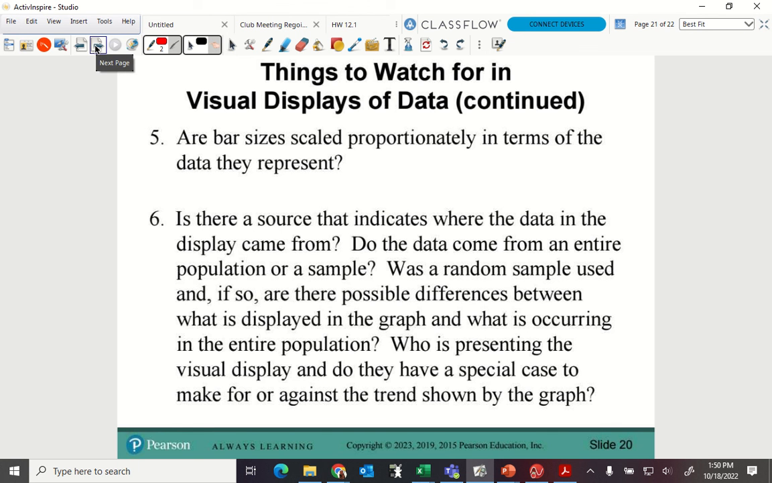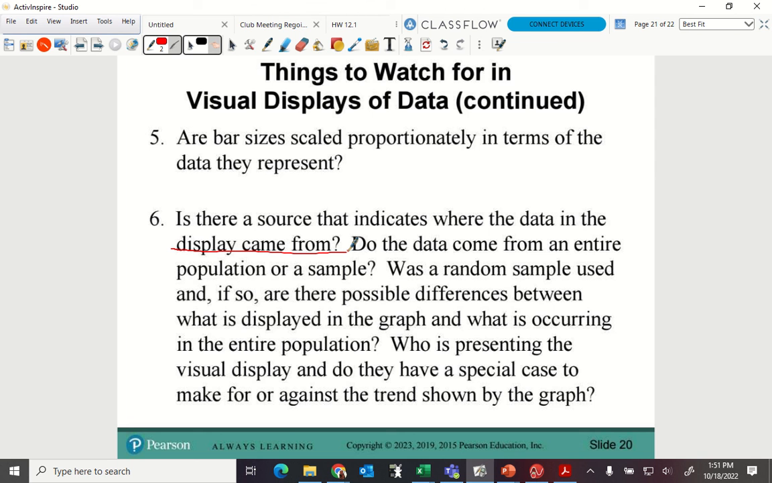Are bar sizes scaled proportionally in terms of the data they represent? So the bars, do they look weird? Are they squished? Is one longer than the other? Okay, and is there a source? It indicates where the data display came from. That's important. So that goes back to what I said.